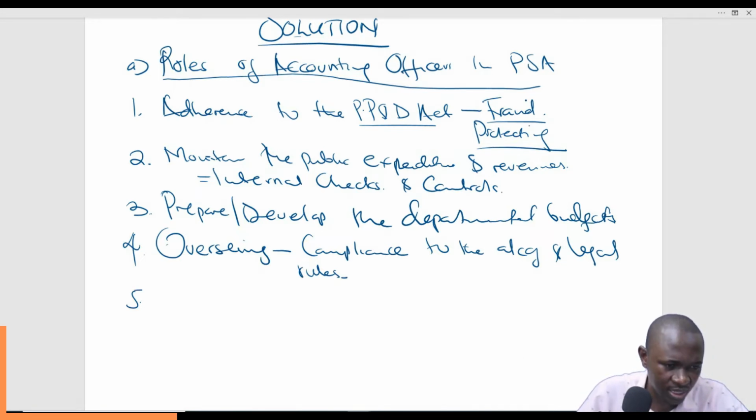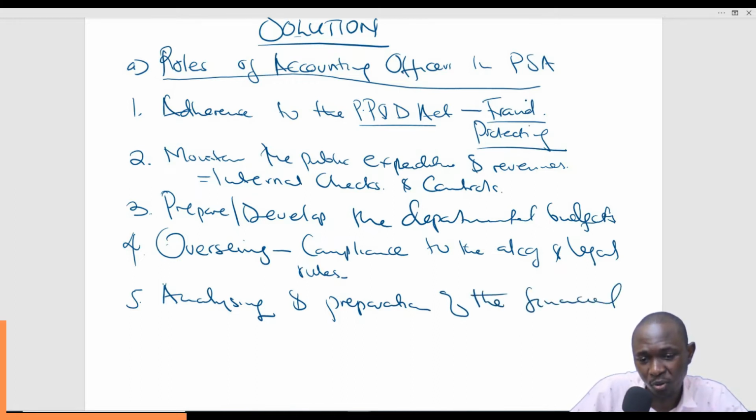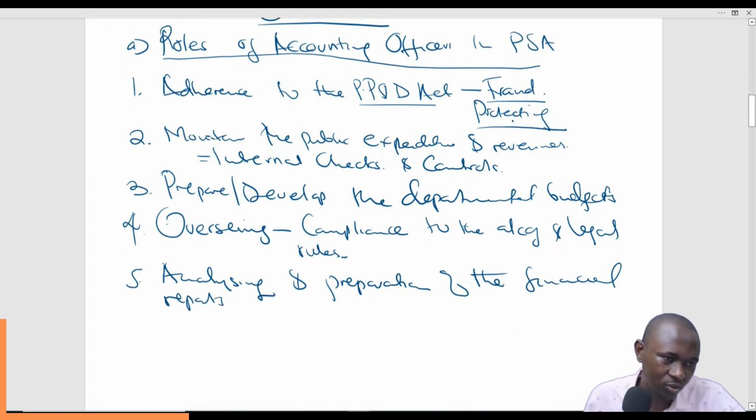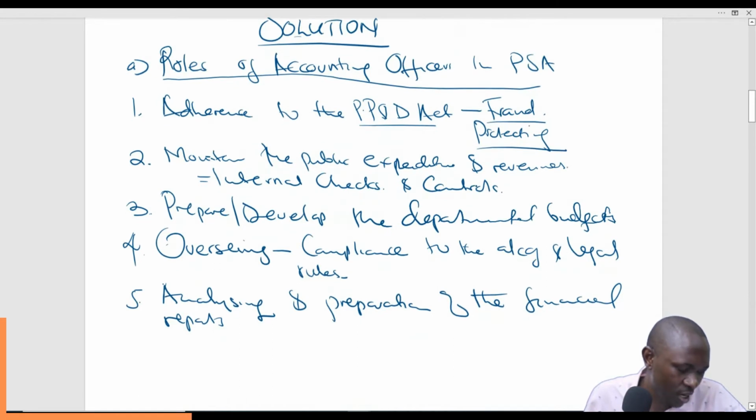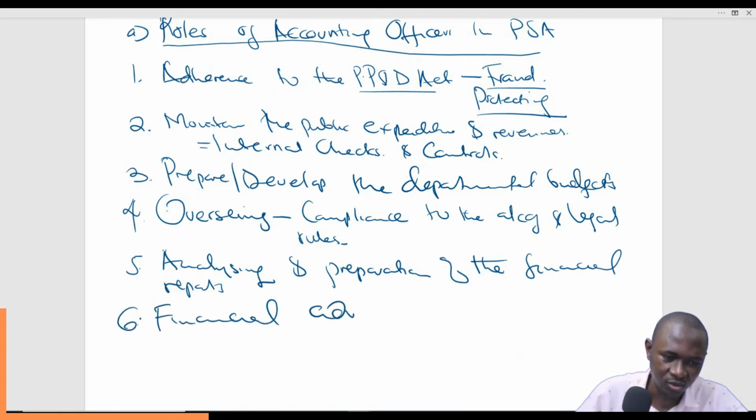They also participate in the preparation and analysis of the financial reports. Most of these entities will require financial reports, and it's the accounting officers who are charged with the mandate of ensuring that they come up with financial reports that can communicate the well-being, or the proceedings, of an entity. Other than that, these accounting officers are also expected to offer financial advice to the various users of accounting information.